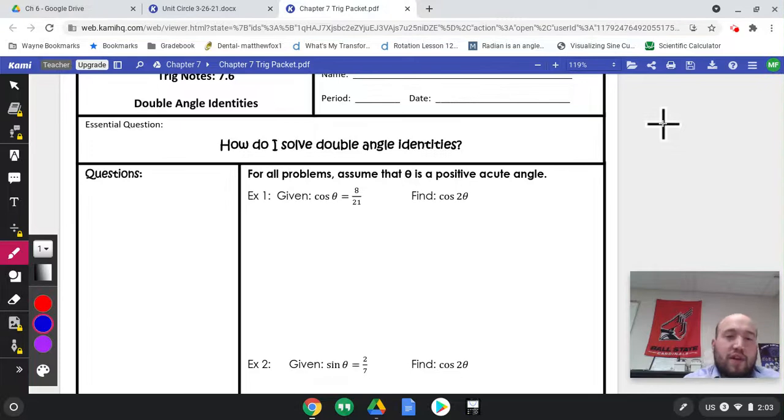All right, good morning and welcome back. Today is the last new lesson of Chapter 7. Okay, so we're going to be talking about double angle identities.